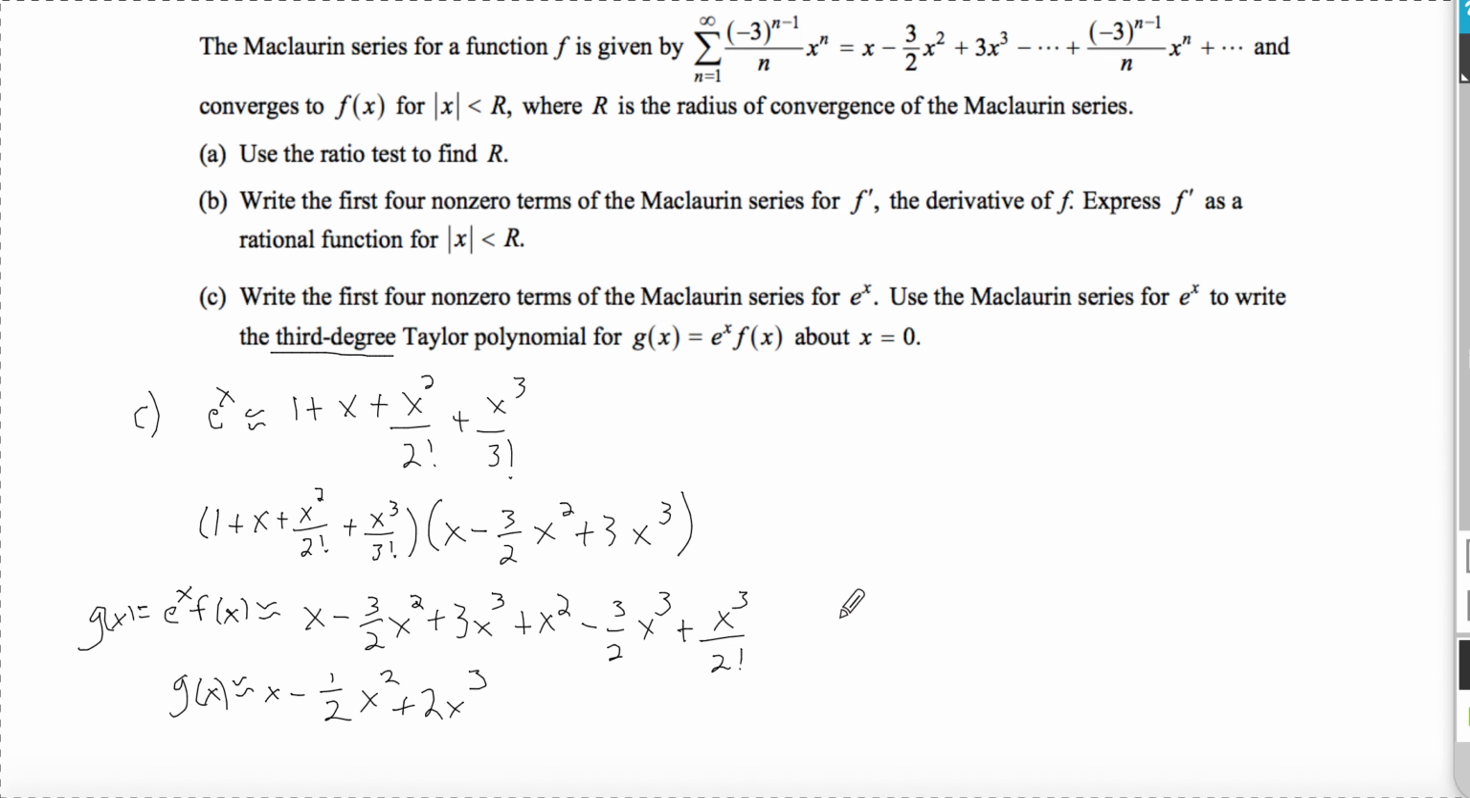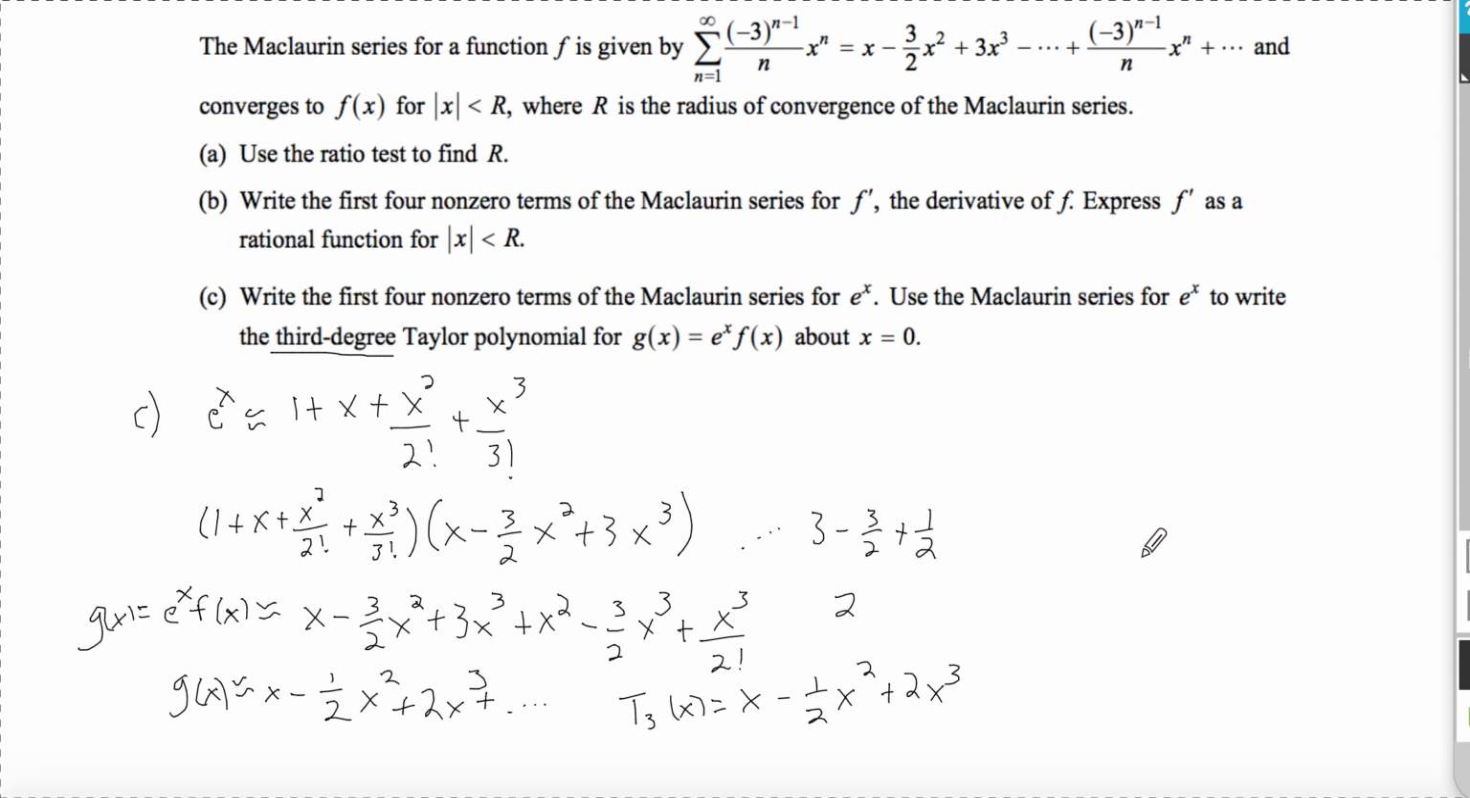If you need to, just write it out over here on the side, right? Really what we have is 3 minus 3 halves plus half as our coefficients for our cubed terms, which is going to take us to 2. Okay, so this is what it looks like for g: x minus half x squared plus 2x cubed plus, and it would keep going, right? I want the third degree Taylor polynomial. That means the third degree Taylor polynomial T sub 3 of x is going to be equal to x minus half x squared plus 2x cubed, all right? This is my third degree Taylor polynomial.